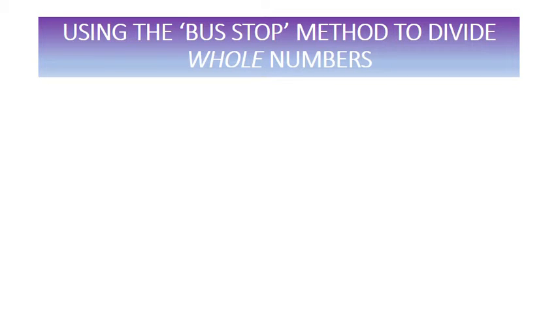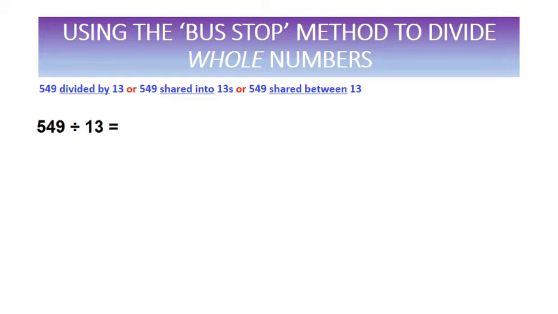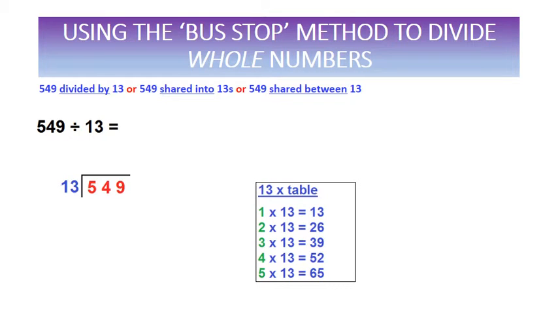So we've looked at how to use the bus stop method when we have a single digit divisor. Now let's look at what happens when we have a 2-digit divisor. Here's an example, and again we can read this in different ways. Just as before we draw a bus stop, we put the dividend inside, the divisor to the left on the outside. So now we're going to have to focus on our 13 times table to solve this problem. So I've written part of it out here, and just as before, we're interested in the products, the answers that we can make.